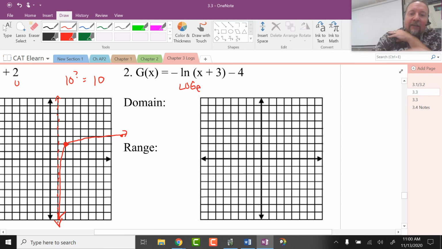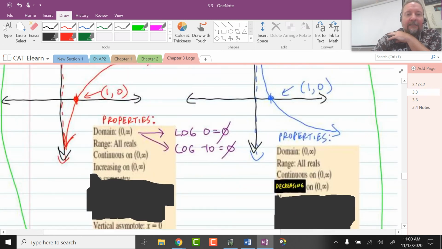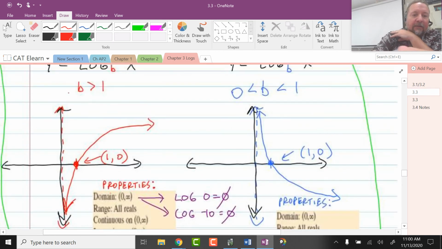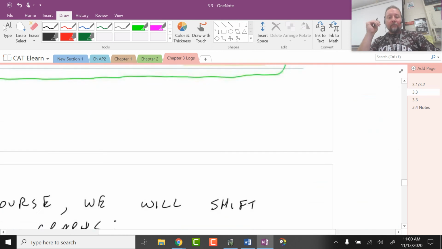E. Okay, the reason I want to cover that real quick is ln, or log base e, actually works like this graph because b is greater than 1. E is approximately 2.718.